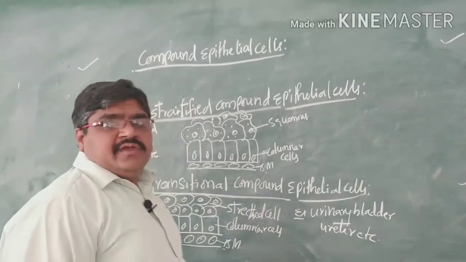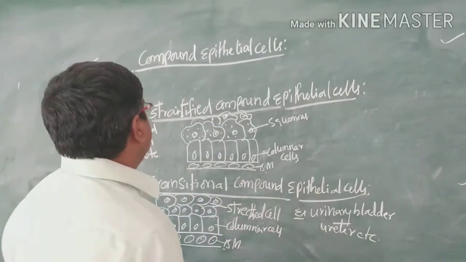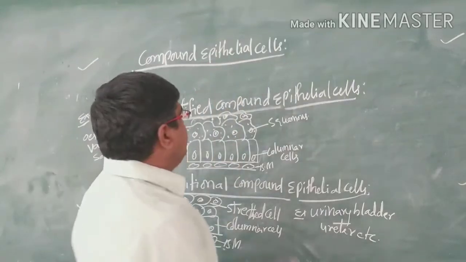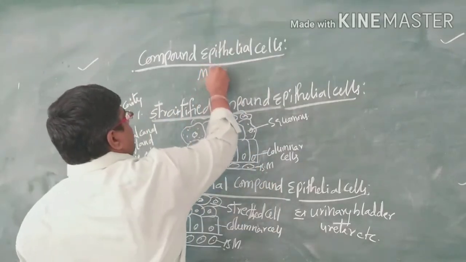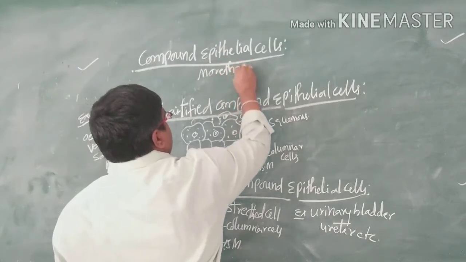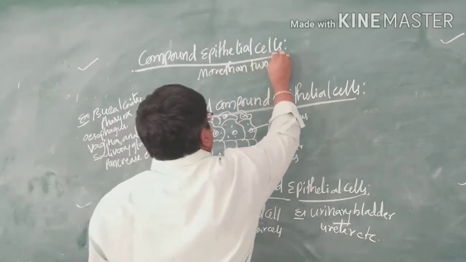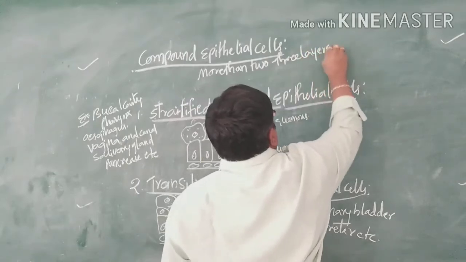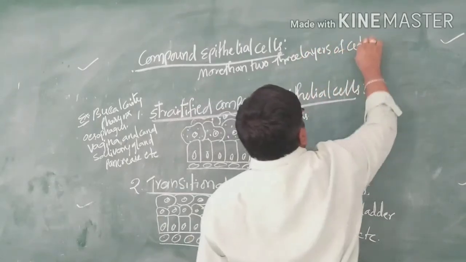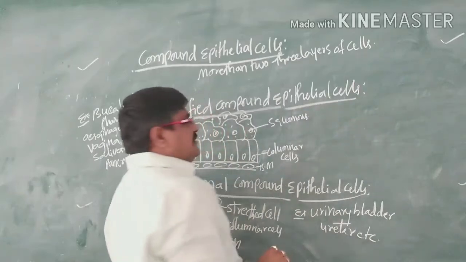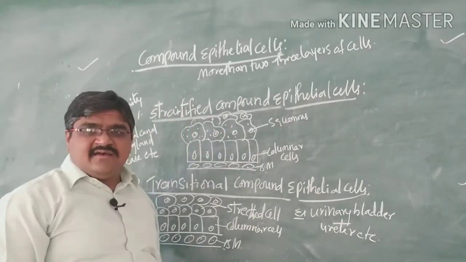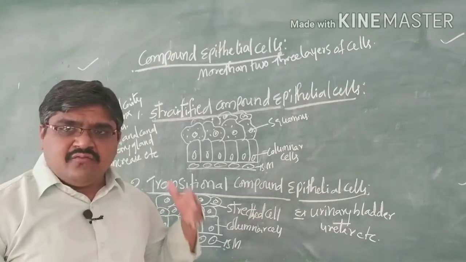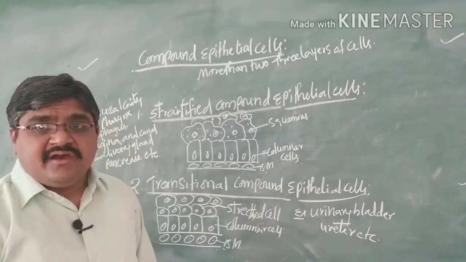Now coming to the last one, that is the second one, the compound epithelial cells. Here compound epithelial means having more than 2 to 3 layers of cells presenting. That means you are having more than 1 layer of cells, that is 2 to 4 levels, or 2 to 3 or 4 cells arranged.